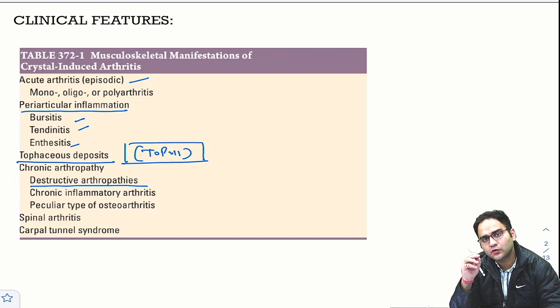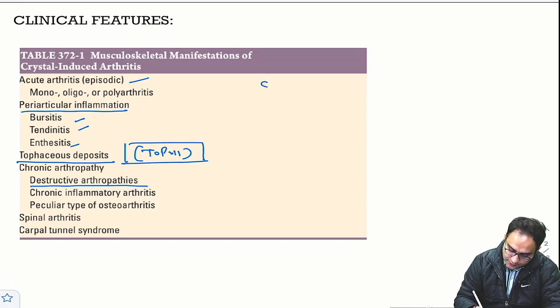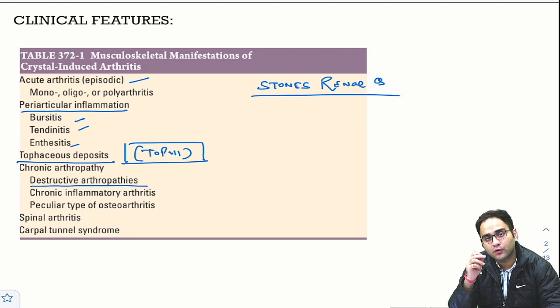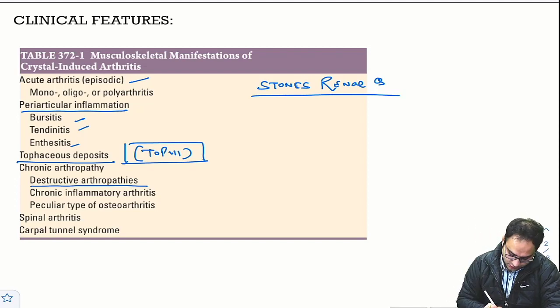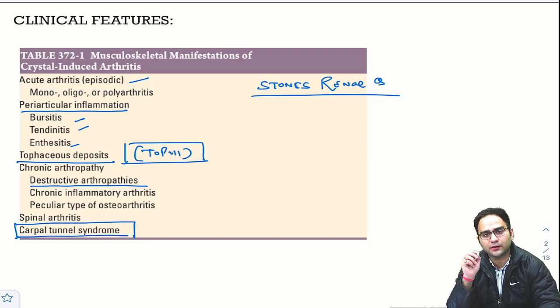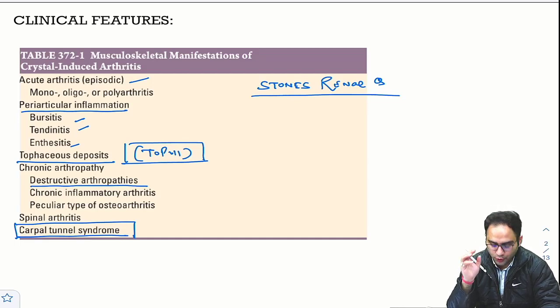They can also coexist with osteoarthritis. In certain cases, they may also form renal stones. They can also cause spinal arthritis, and they can also cause carpal tunnel syndrome. So keep in mind, whenever you are evaluating a patient with carpal tunnel syndrome, always do a uric acid level also, in addition to the other investigations you do.